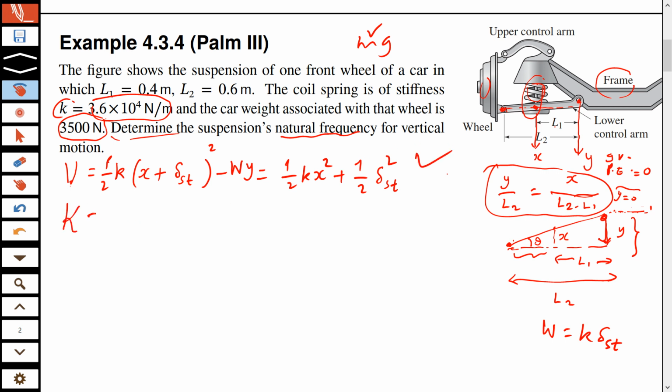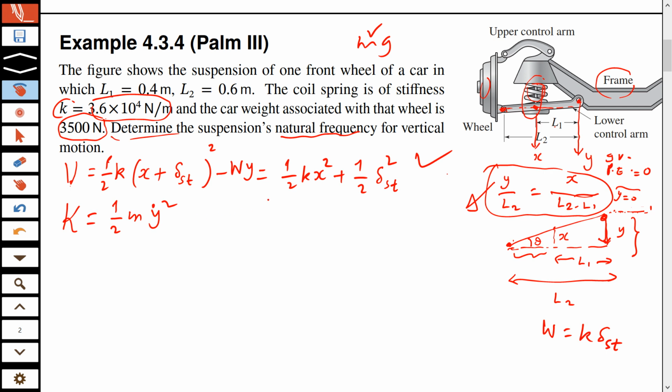And now we need an expression for k, the kinetic energy. So kinetic energy will be half m y dot squared. Okay. So now you see the expressions of v. The expression for v involves x and the expression for k involves y. So that's why it's important to use this relationship.